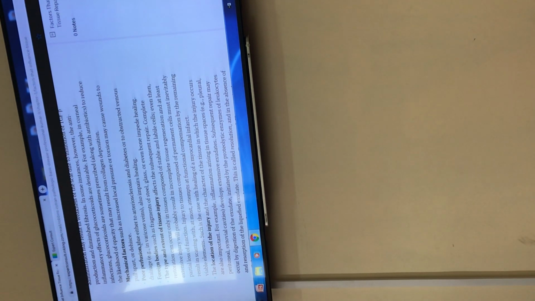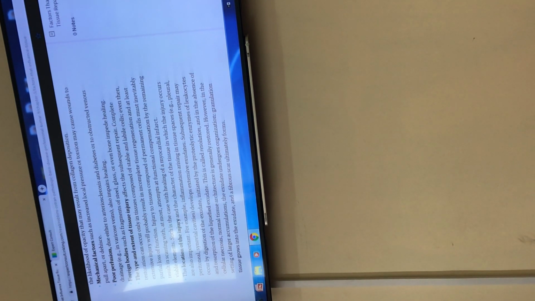The nutritional status: if there is malnutrition, so hypoproteinemia and also vitamin C deficiency, these impair tissue repair. And some hormones such as glucocorticoids have an effect on the time of tissue repair. Mechanical factors, and poor perfusion, which means when the vessels have a problem and cannot nourish the injured area normally. Foreign bodies, type and extent of tissue injury, and location of injury are also important.